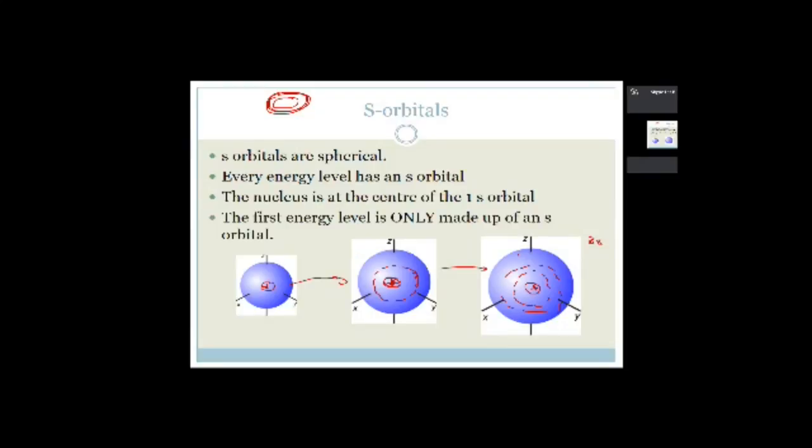The first energy level is made up of only one s orbital. Okay, so if you remember the periodic table, it goes like that, more or less. This here is hydrogen, and this here is helium, okay? Together, they are your first period, and they are your first energy level. So the first energy level has only got two elements in it, and it's made up of one s orbital.